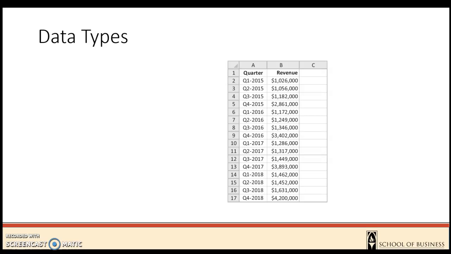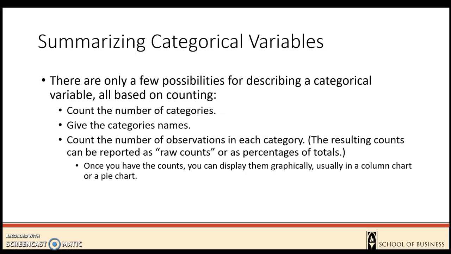Okay, so let's talk about summarizing categorical variables. There are only a couple of different ways, because with categorical variables there are no numbers, and it's all based on counting, because that's all we can do. We can count the number of categories, give the categories names, and then count the number of observations in each category. Typically you either give the number of the count, which is a raw count, or a lot of times you will look at percentages of totals.